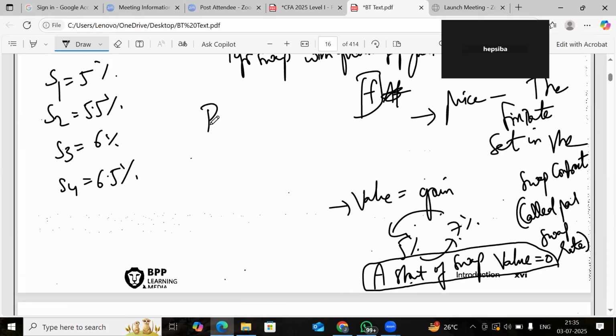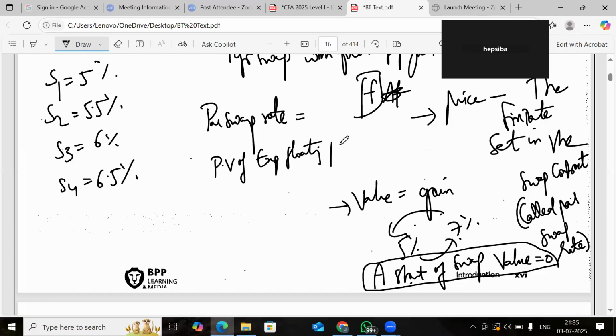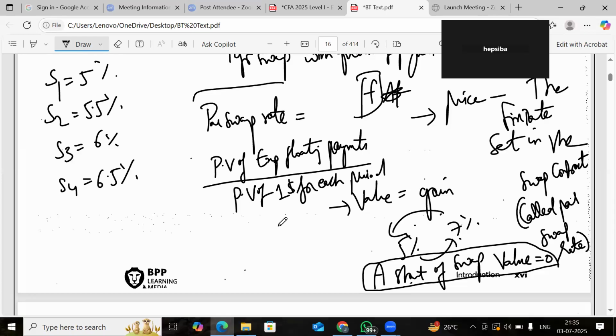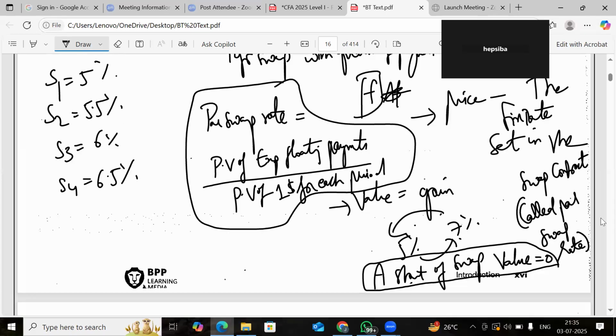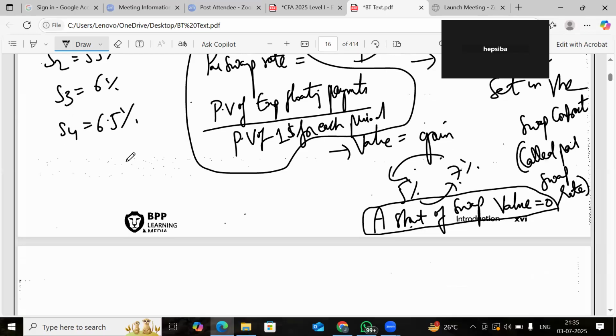So par swap rate is nothing but present value of expected floating payments by present value of $1 for each period. I will tell you what that is while doing the calculation. Okay. So these are the swap rates.